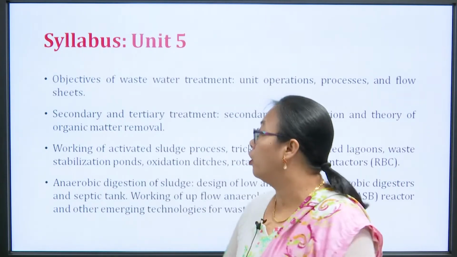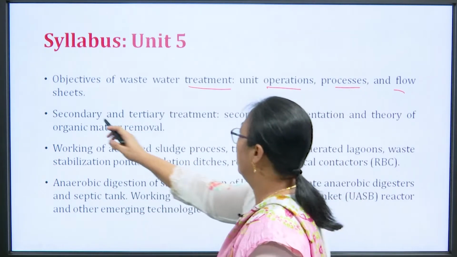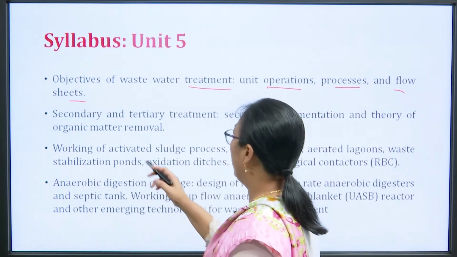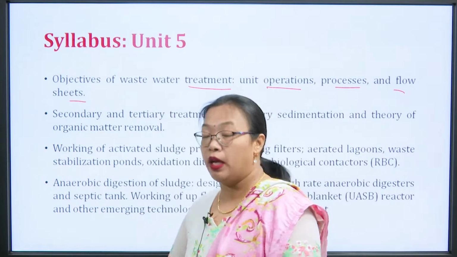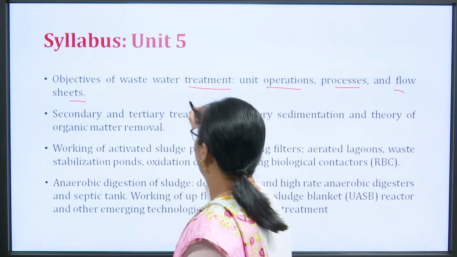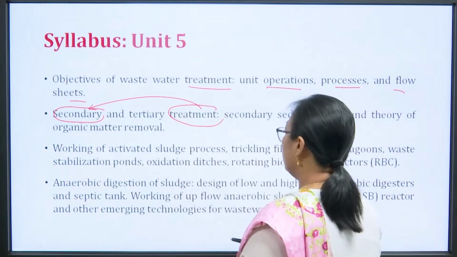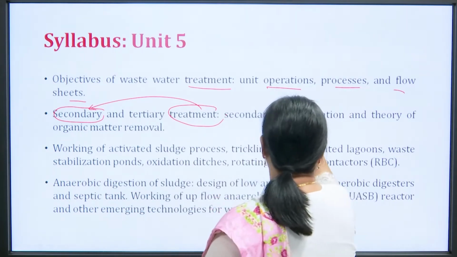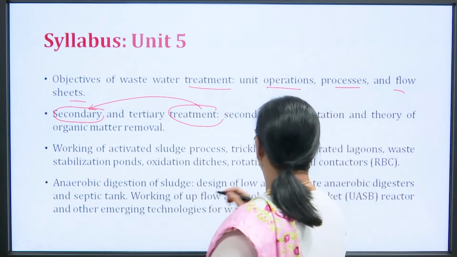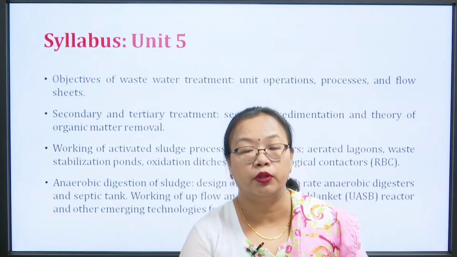As already discussed in lectures 1 and 2 of unit 5, we have already talked about a wastewater treatment system, unit operations, processes and flow sheets. At the same time, we have talked about primary and secondary sedimentation tanks, and today we are coming to secondary treatment. We have already done the secondary sedimentation tank. Today we will be talking about trickling filters specially. Okay. Now let us come to the next slide.